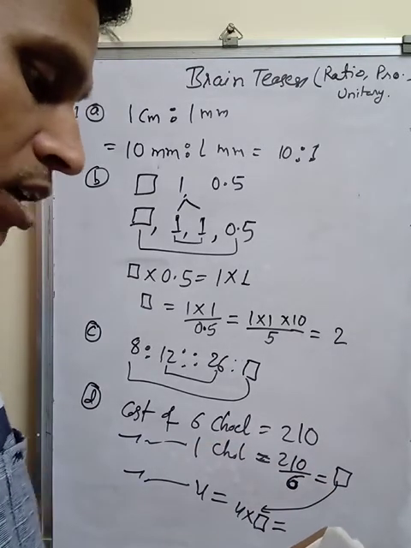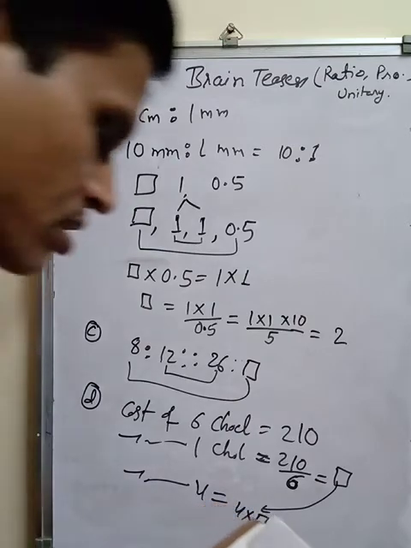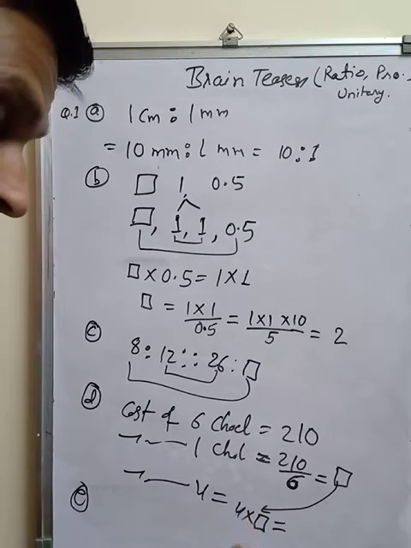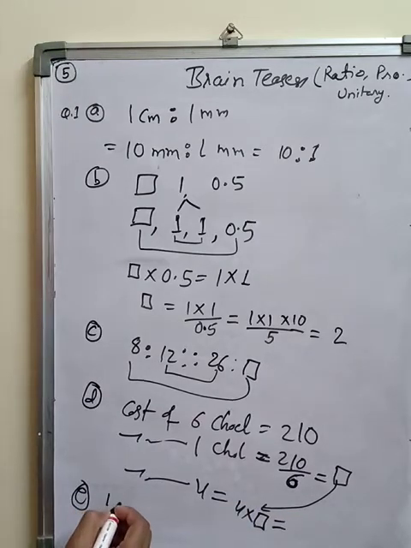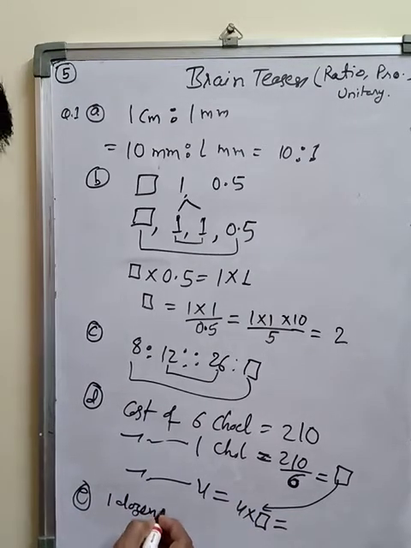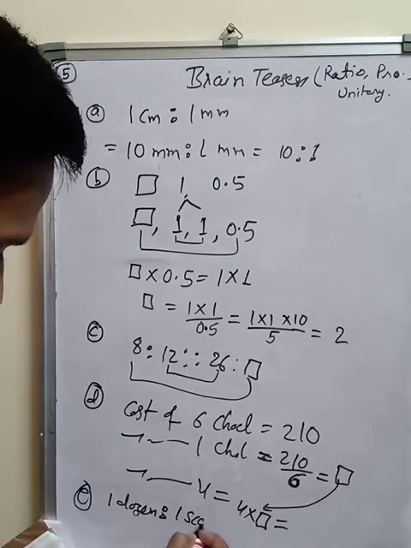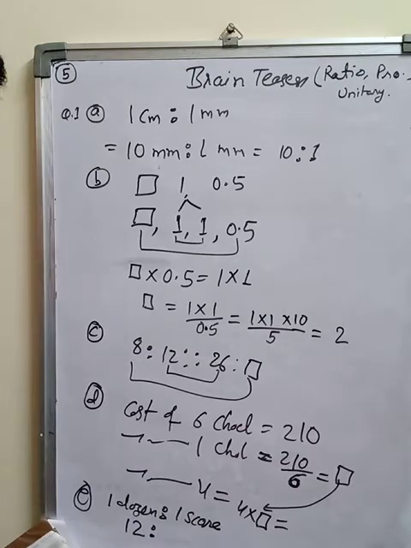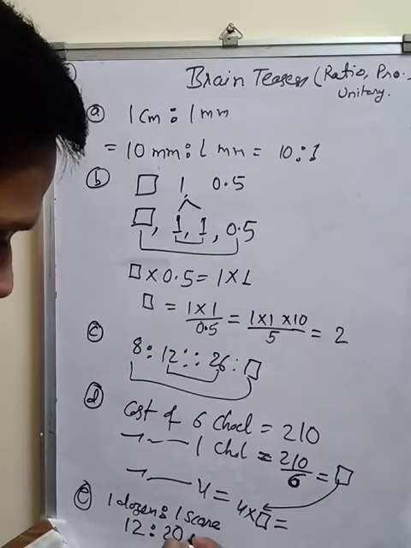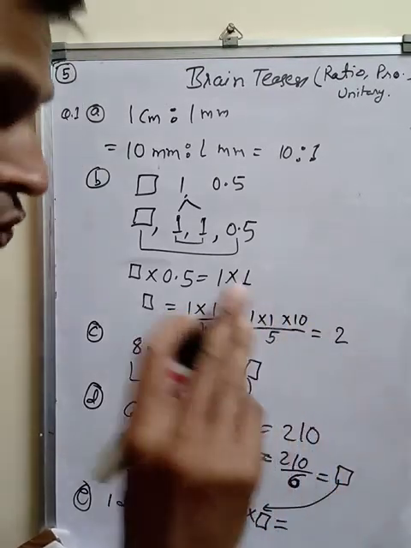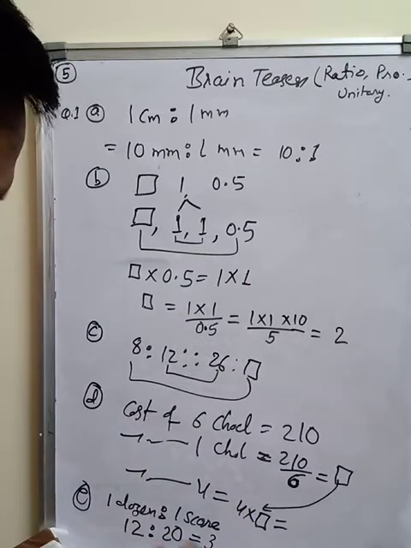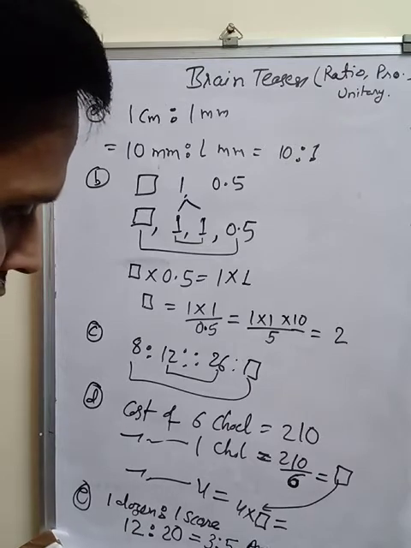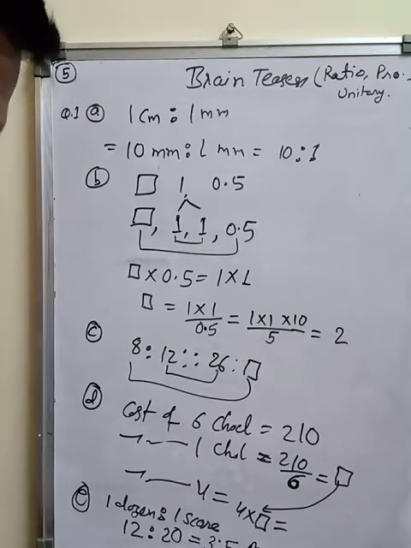Now question number E. It is asked the ratio of a dozen to a score. So 1 dozen ratio 1 score. 1 dozen means how many pieces? 12. And 1 score means 20. And you cancel this by the 4 table. So 4 3s are 12 and 4 5s are 20. So this is the answer. Fill in the blanks: 3 ratio 5.